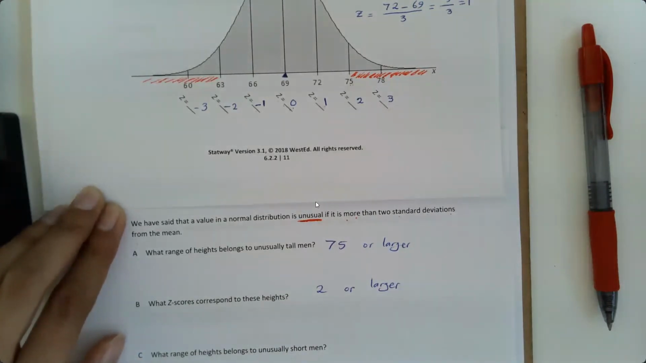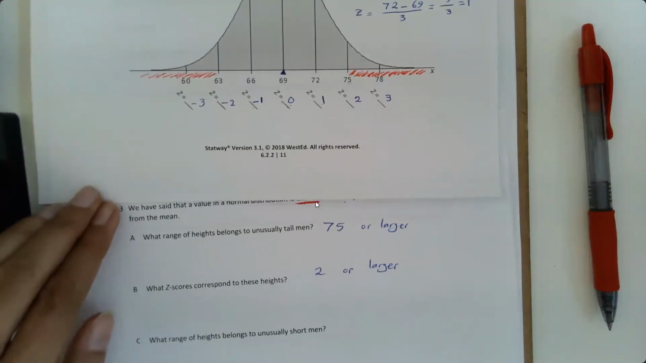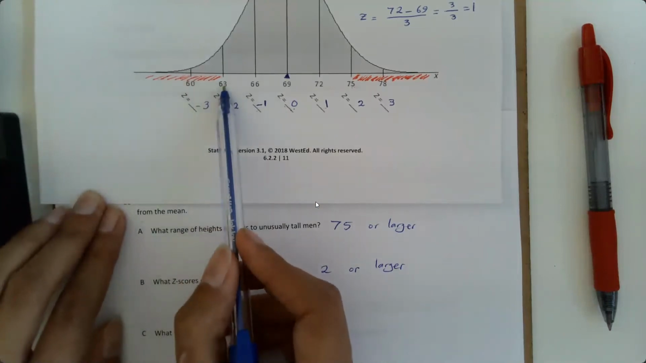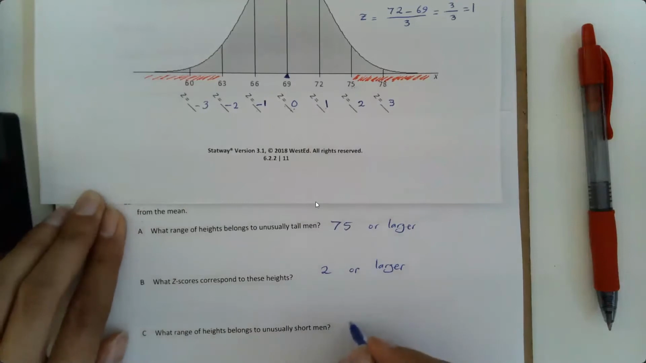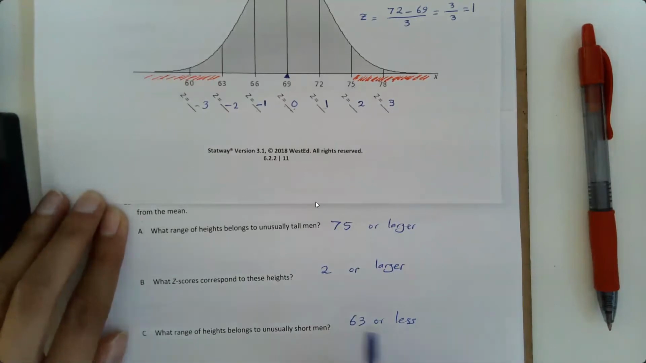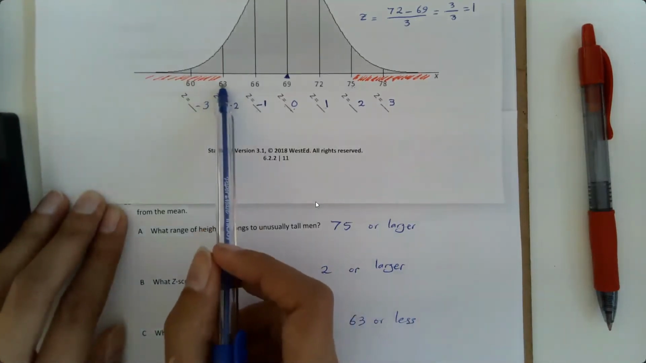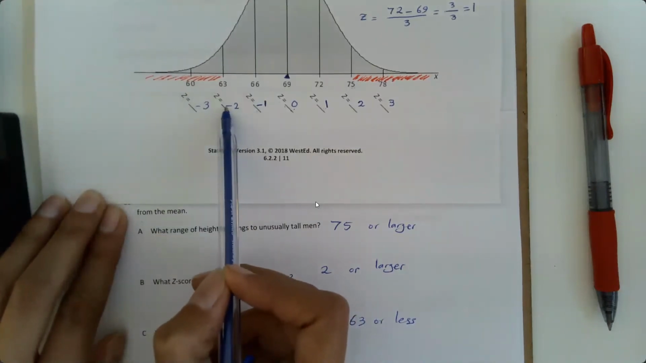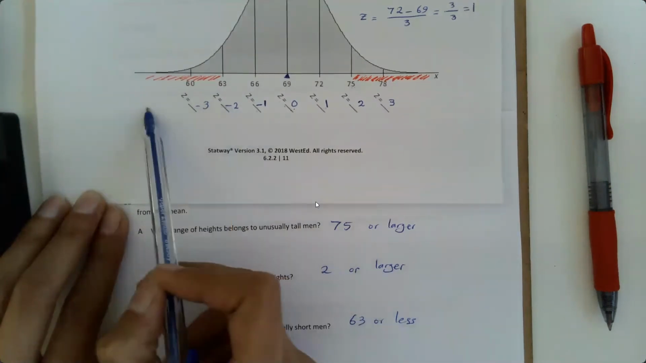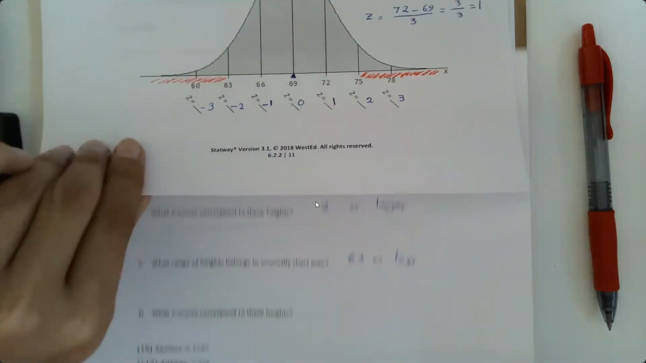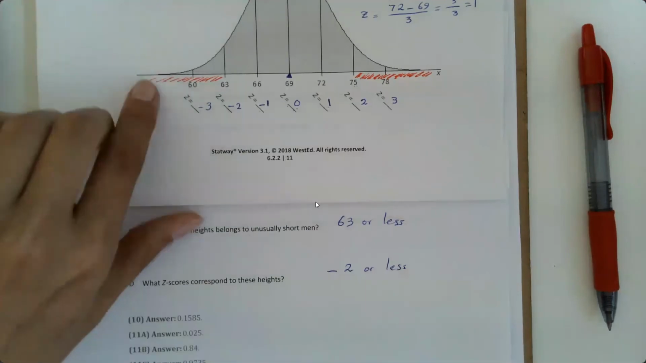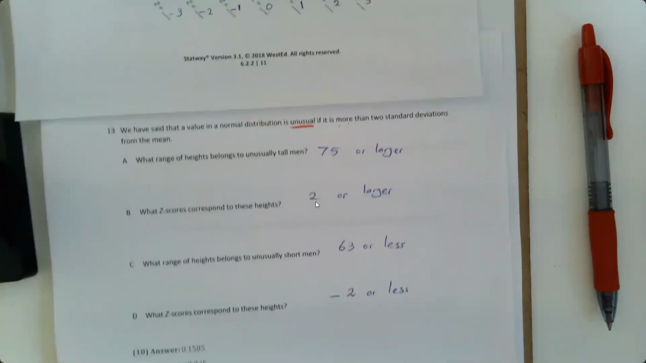What about unusually short men? Okay, unusually short men are on the left-hand side, 63 or less. So what if I ask you about the z-score associated with unusually short men? On the left-hand side, as you can see, it's going to be a negative number, so negative 2. So you have negative 2 or less. Here we go.